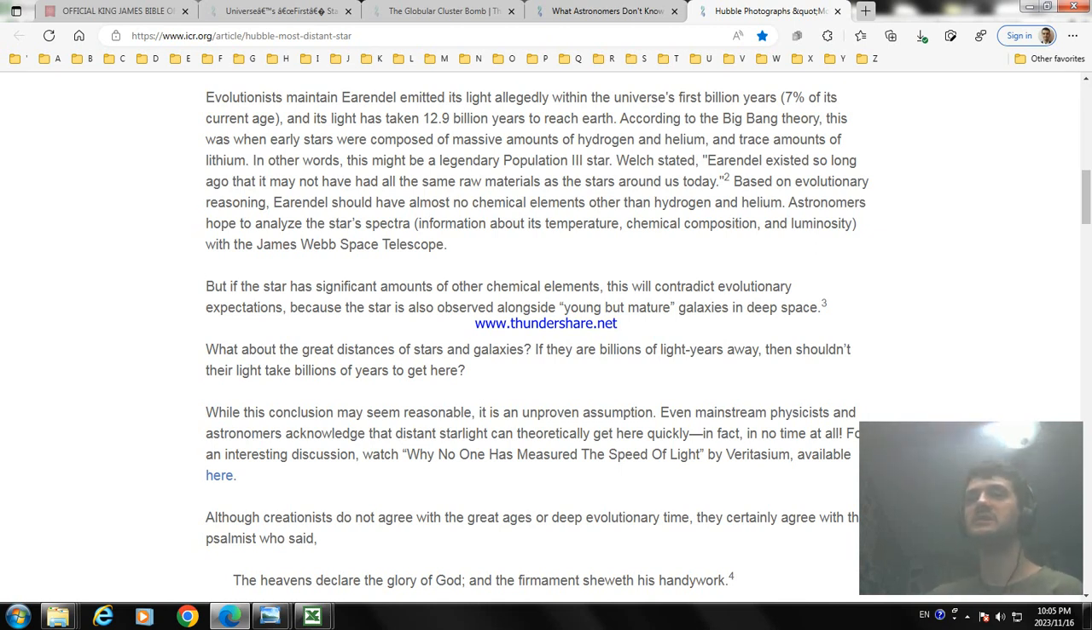Astronomers hope to learn the star's spectral information about its temperature, chemical composition, and luminosity with the James Webb Space Telescope. But if it has significant amounts of chemical elements, this will contradict evolutionary expectations. And the star is also observed alongside young but mature galaxies in deep space.